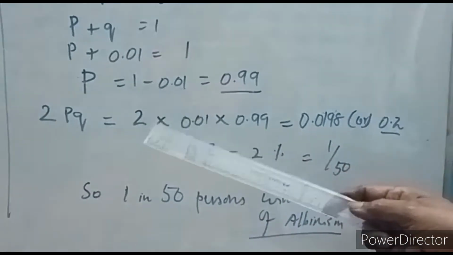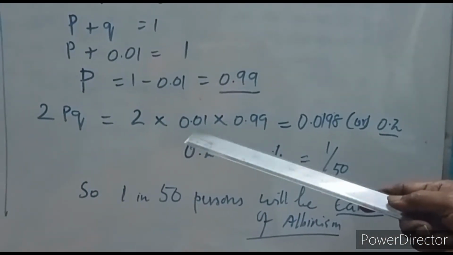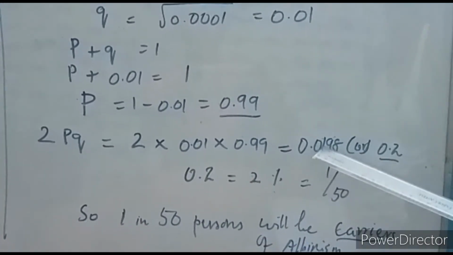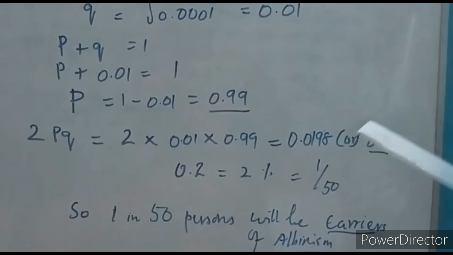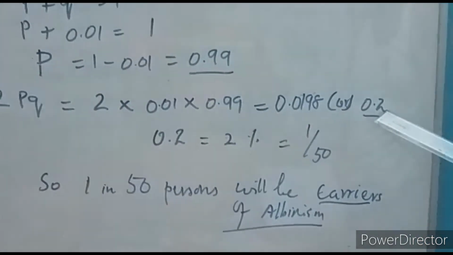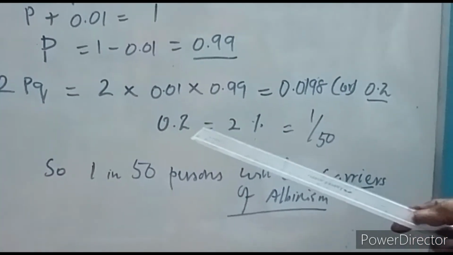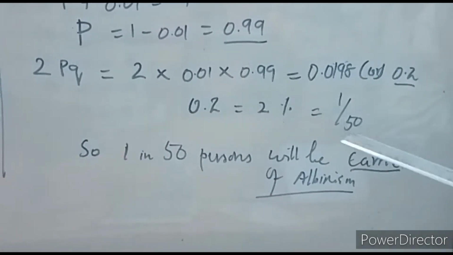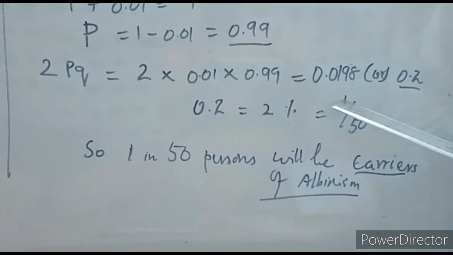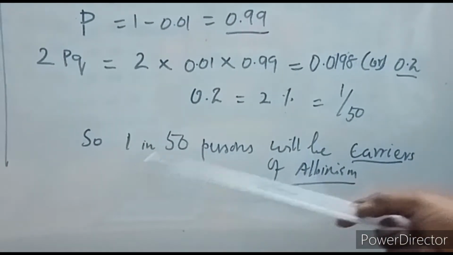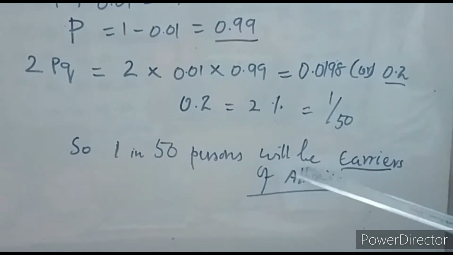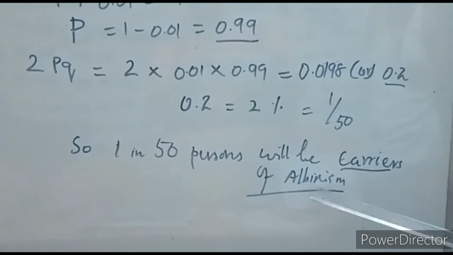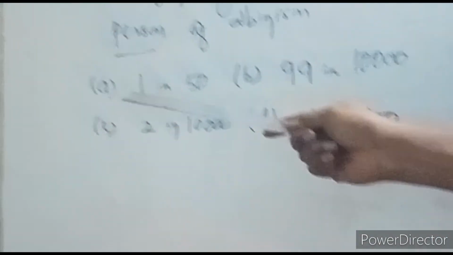Now we have to find out the hybrid carriers. 2pq is equal to 2 × 0.01 × 0.99, that equals 0.0198, or it comes to about 0.02. 0.02 equals 2 percent. That means 2 percent means 1 by 50. So the answer is 1 by 50. So 1 in 50 will be the carriers of albinism. So the right option should be the first one, A, 1 in 50.